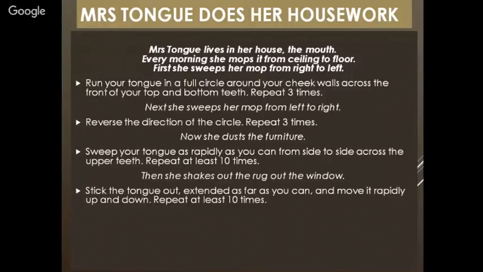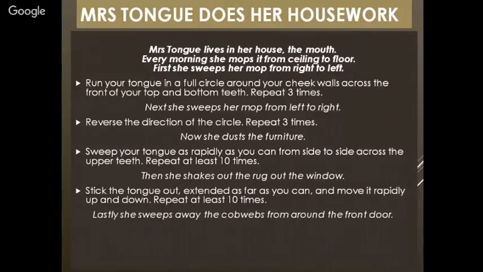We realize that now. So stick out the tongue, extend as far as you can, and move it rapidly up and down 10 times, as far as possible. Lastly, she sweeps away the cobwebs from around the front door. Stick the tongue out as much as you can. Sweep it from right to left, outside of the lips, left to right. So do this and repeat 3 times. Now you are ready. Then you wash your face.